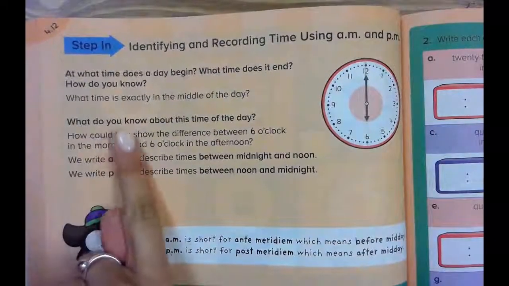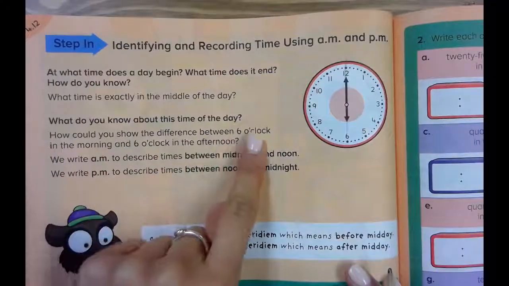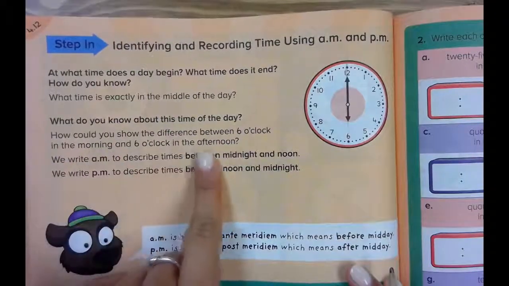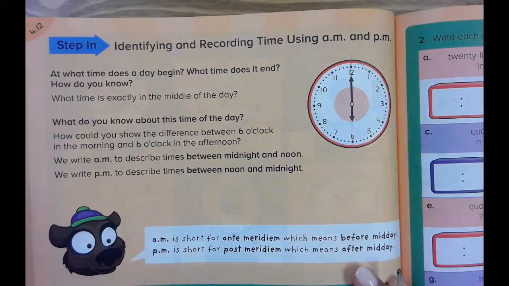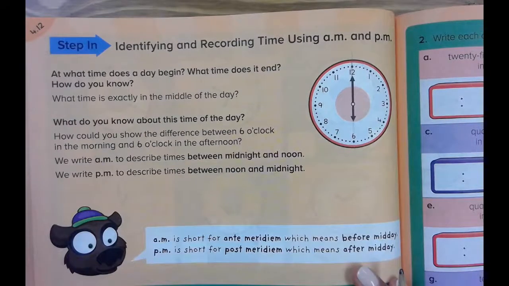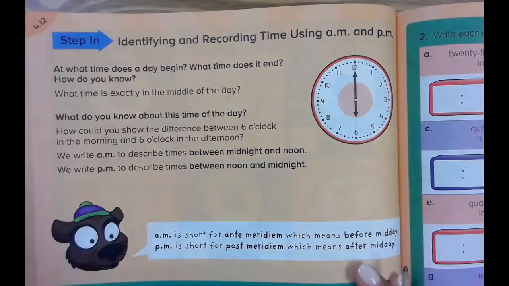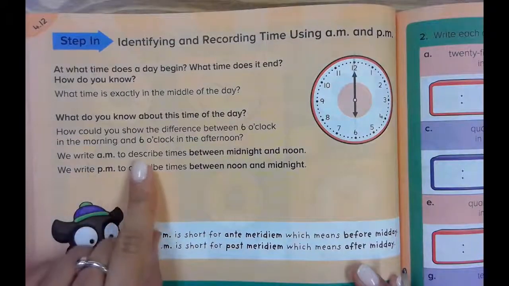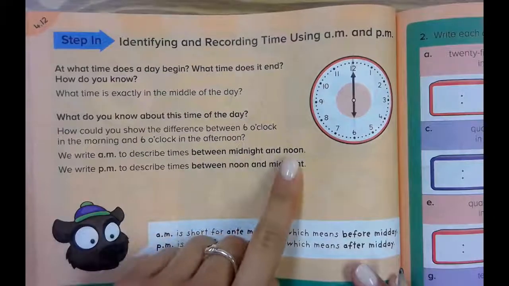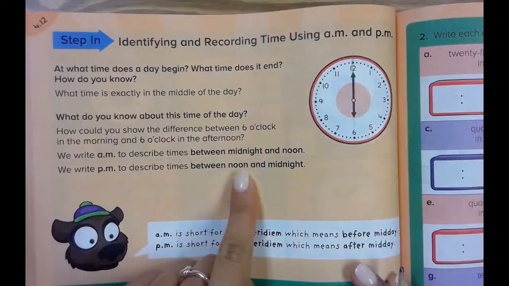What do you know about this time of day? How could you show the difference between 6 o'clock in the morning and 6 o'clock in the afternoon? Well, just like we talked about earlier, when it's the morning time, it's going to have the sun and it'll have AM. And in the afternoon, it would be PM because we know the sun is starting to set. Write AM to describe the times between midnight and noon. Write PM to describe times between noon and midnight.